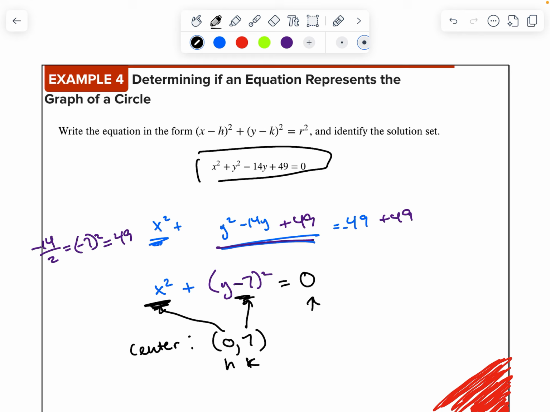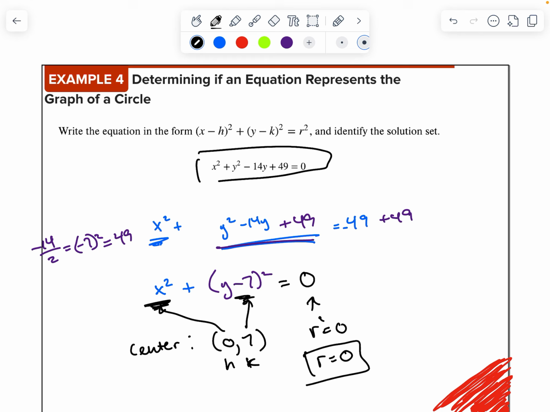And then the radius, here's where we have a problem. If that's r squared, then r, 0 squared is 0. The radius is 0. The question is, can you have a circle with radius 0? And this is the point where you realize that this is not a circle at all. It's just a point. There's no such thing as a circle with radius 0.